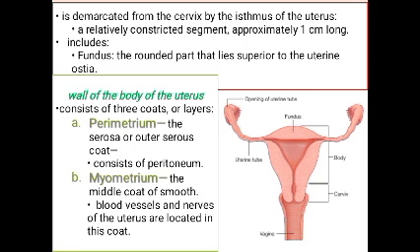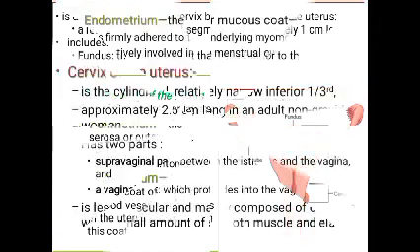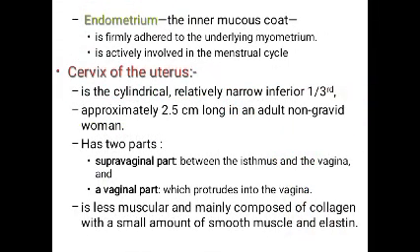A. Perimetrium, the serosa or outer serous coat, consists of peritoneum. B. Myometrium, the middle coat of smooth muscle. The blood vessels and the nerves of the uterus are located in this coat. C. Endometrium, the inner mucous coat, is firmly adhered to the underlying myometrium and is actively involved in the menstrual cycle.